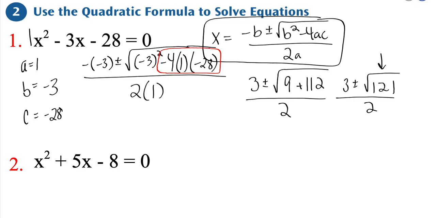And I'll show you that on some of the examples here. So 3 plus or minus 11 over 2. Now we have to get our two answers, right? We've got to do our answer for the positive and our answer for the negative. So you get your two answers.